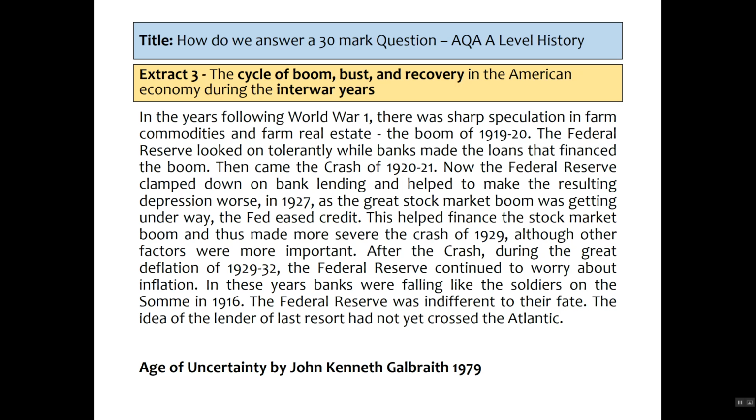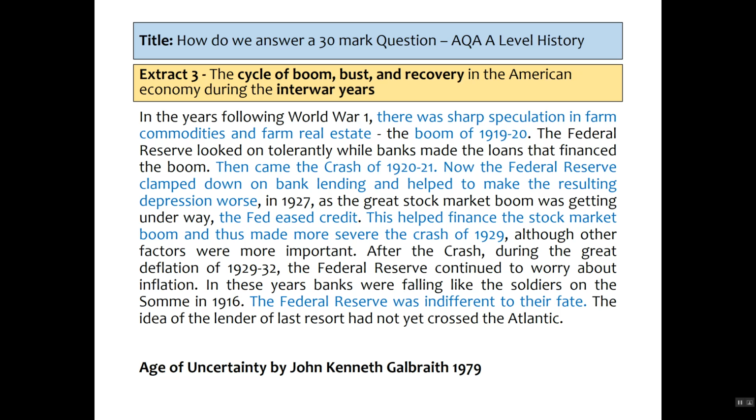Now, the third extract by John Kenneth Galbraith in 1979 is a different perspective of this period. So again, sharp speculation in farm commodities and real estate. There was the boom from 1919, the golden years. Then came the crash of 1920 and 21. Galbraith is heavily critical of the Federal Reserve and the federal government. They were reacting to the situation that was occurring rather than being proactive.